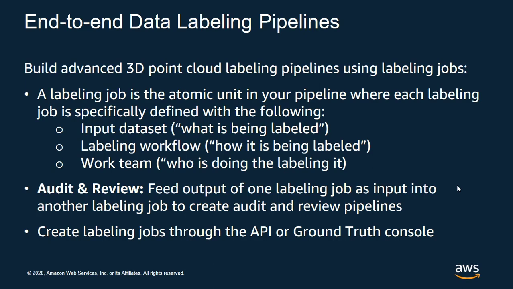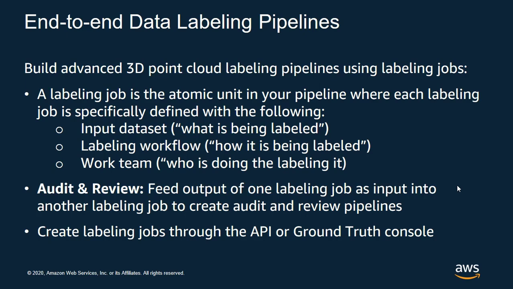earlier, but at a high level, a labeling job has three subcomponents, essentially, right? The first is what is being labeled, and that is the input data set, and that's living in S3, right? The second bit is what is the labeling workflow? Like, what is the labeling task? And this is essentially how that data in S3 is being labeled, right? And then the third component here is who is doing the labeling, right? Who are the workers that are actually performing the labeling?